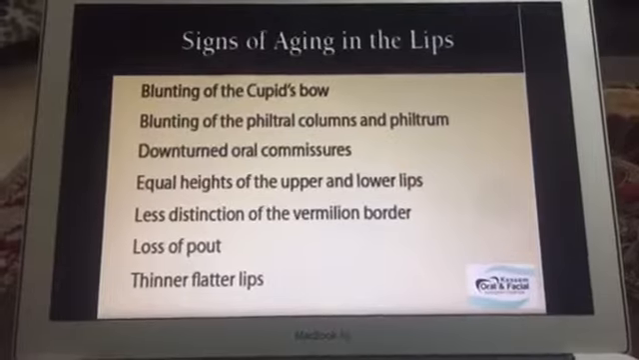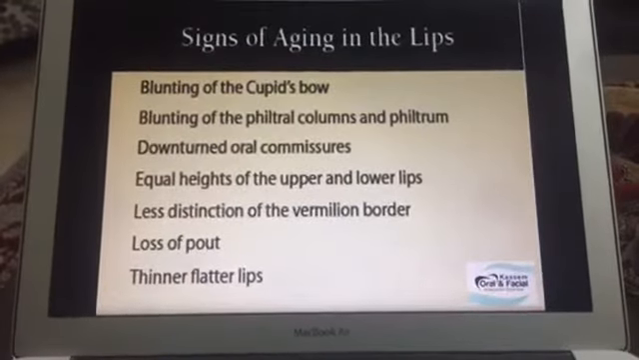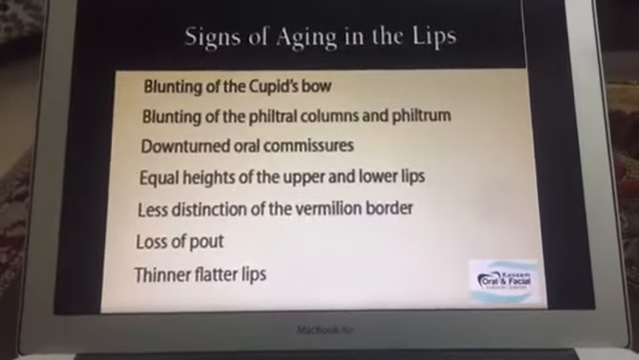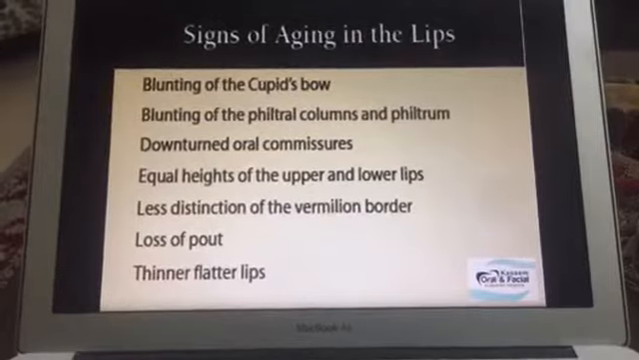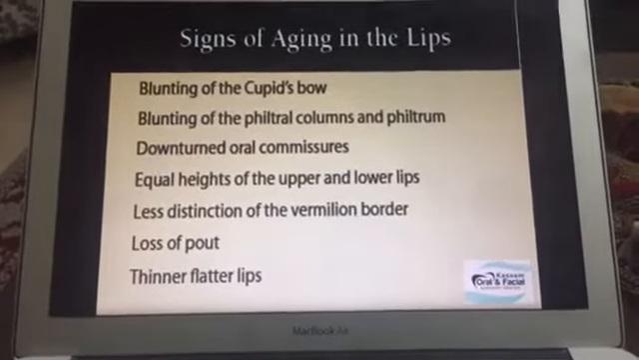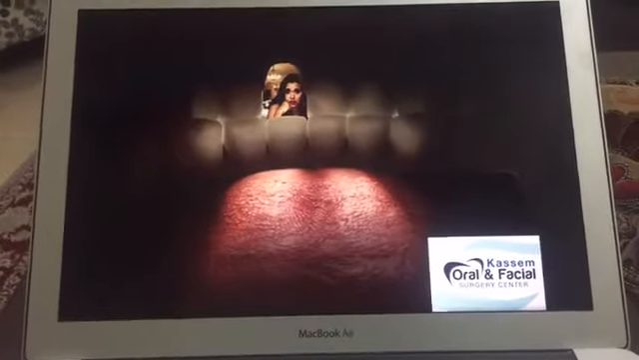These beautiful Cupid's bow become blunt. And the blunting of the philtrum column and philtrum, downward turning of the oral commissures, and equal heights of the upper and lower lips. Okay, and less extension of the vermilion border, and loss of the bow, and finally thinner, flat lips. Okay, this is a very important topic.